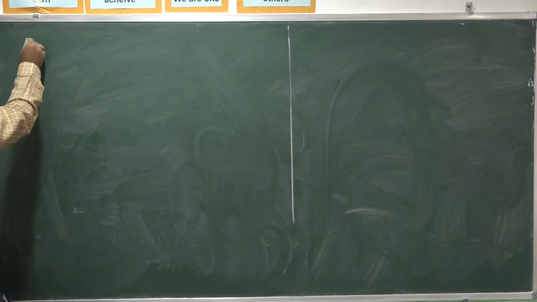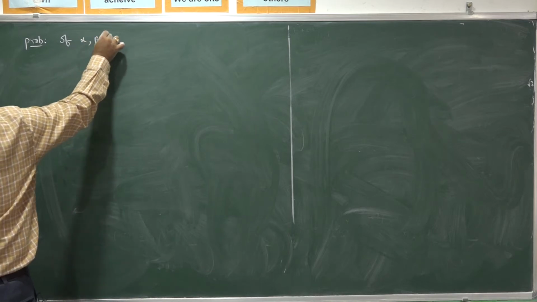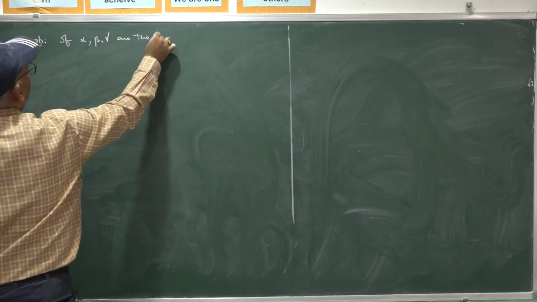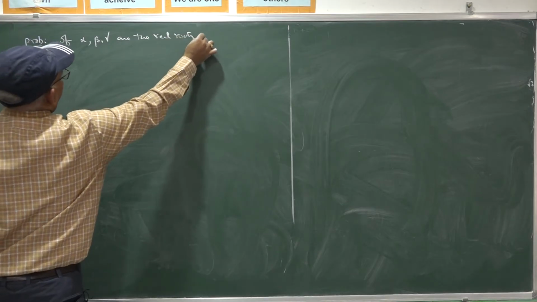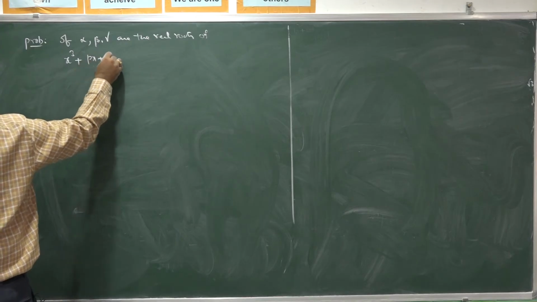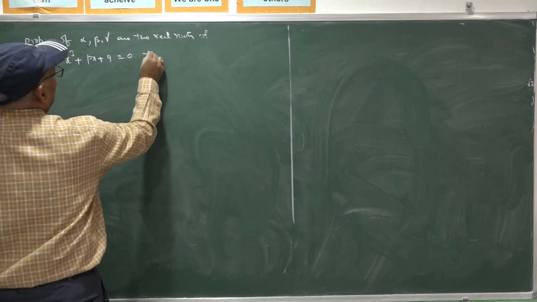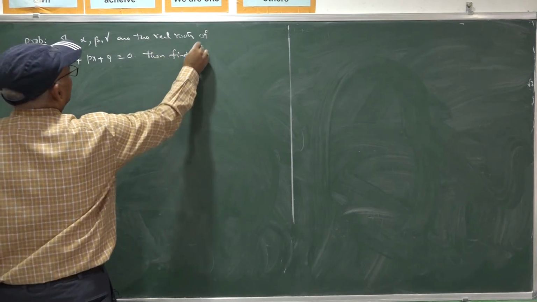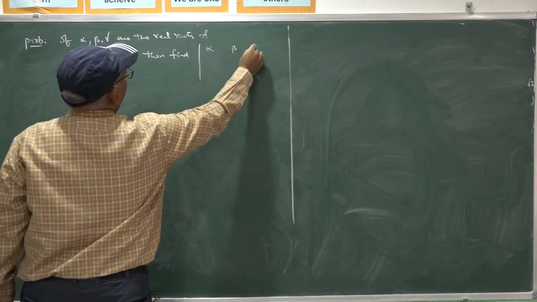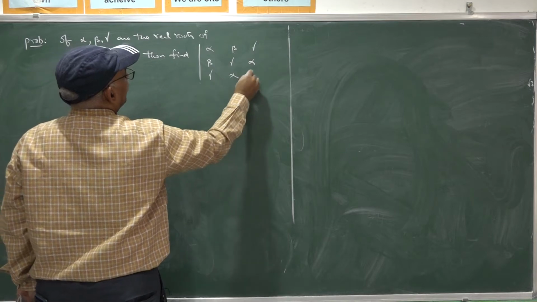Next problem. If alpha, beta, gamma are the real roots of x cube plus px plus q equal to 0. Once the cubic equation has 3 real roots alpha, beta, gamma, then find the determinant of alpha, beta, gamma; beta, gamma, alpha; gamma, alpha, beta.